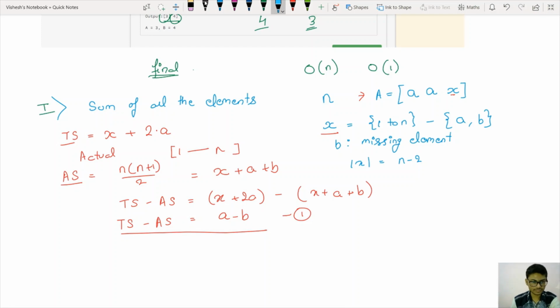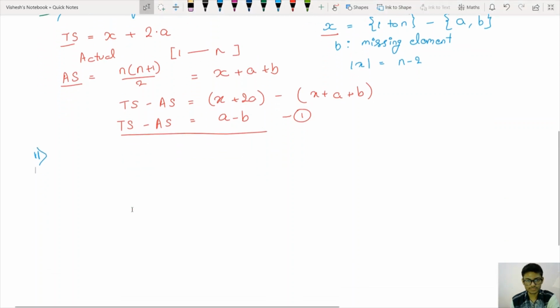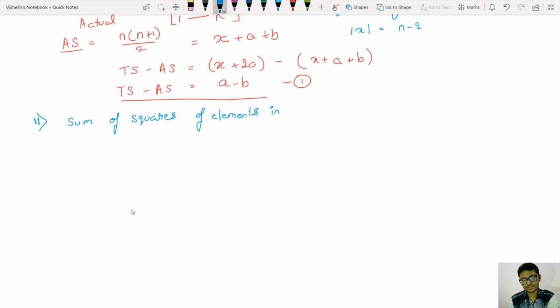Now, in the second step, what I have to do is find the sum of squares of all the elements present in that given array. It means that we have to find the sum of squares of elements in the array.